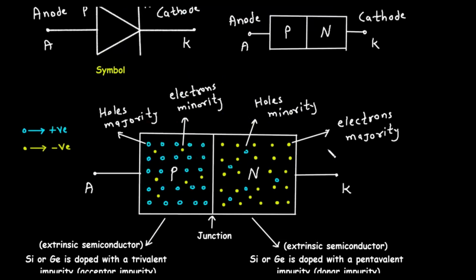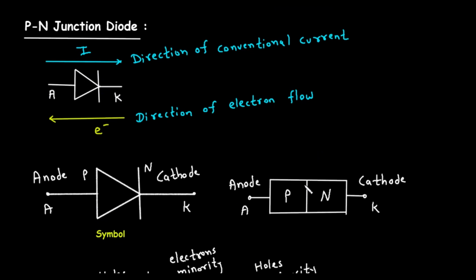So, to recap, a p-n junction diode is created by joining a p-type semiconductor, which is rich in positive holes, with an n-type semiconductor, which is rich in free electrons. This simple but powerful structure is the foundation for many electronic devices. The symbol for the diode, a triangle pointing to a line, shows the direction of conventional current from the anode, P side, to the cathode, N side.